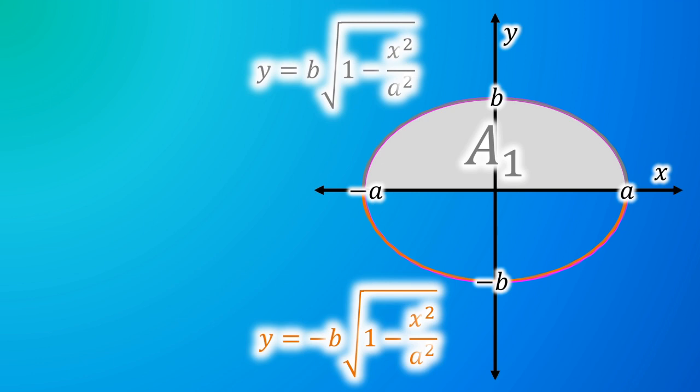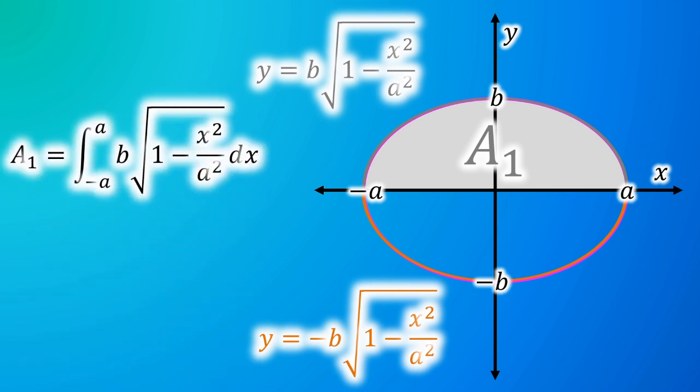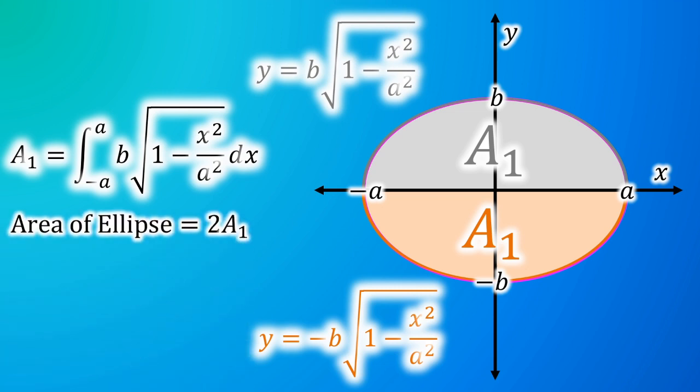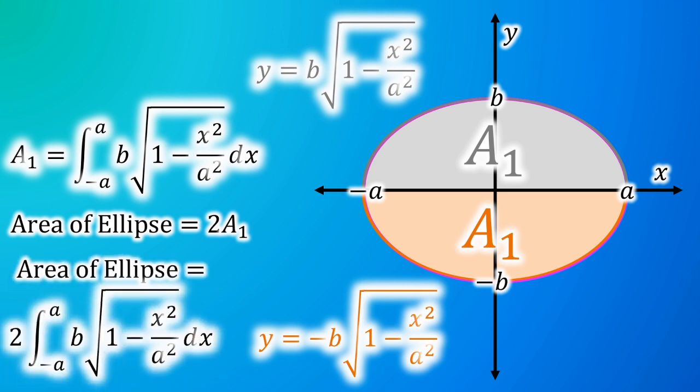So what would this area be? Well, it would be the integral from negative a to a of b times the square root of 1 minus x squared over a squared dx. And this part will have the same area as well. And so the area of an ellipse would be equal to 2 times that integral.